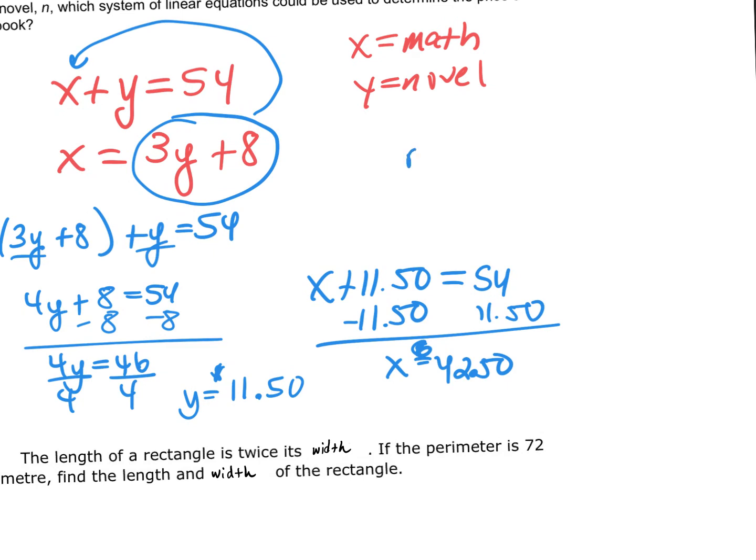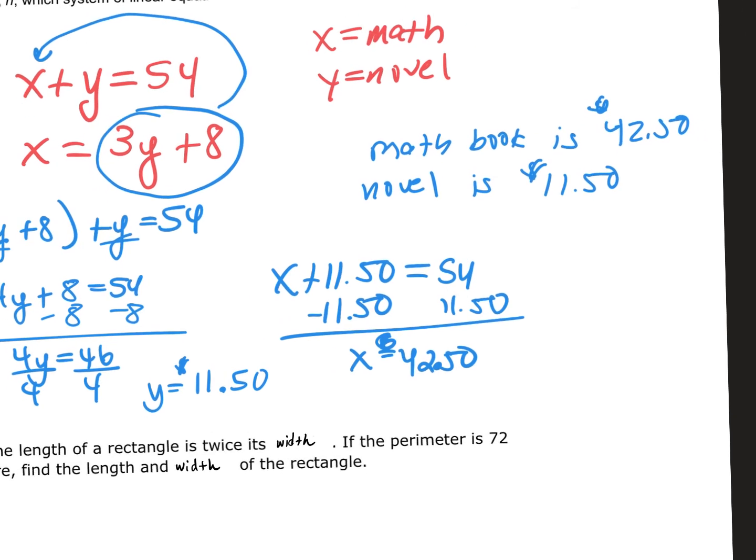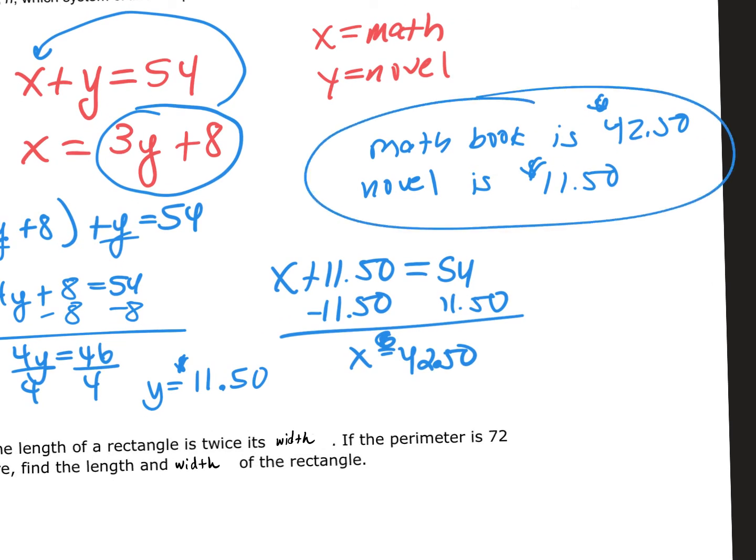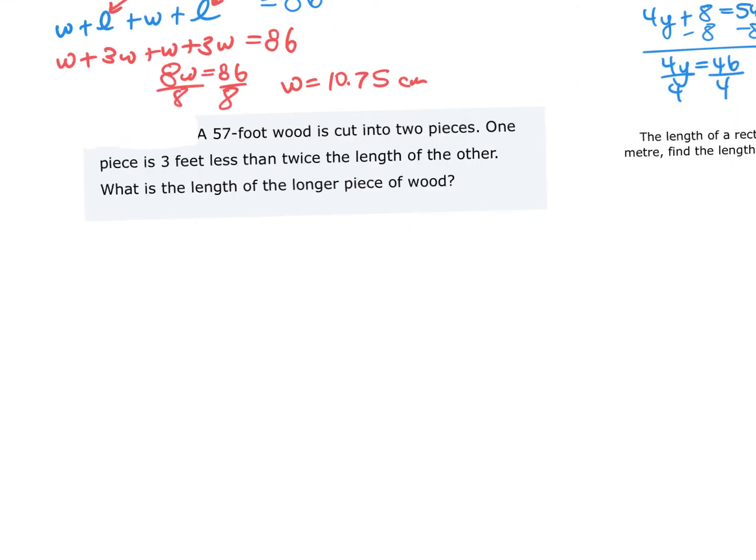So you guys would answer this question. You would say math book is $42.50, and you would say your novel is $11.50. You don't write your answer here as an ordered pair, guys. This is a real world math problem. You answer the question as it's asked. It says how much was each book. So you say this book was this, this book was that. Questions?